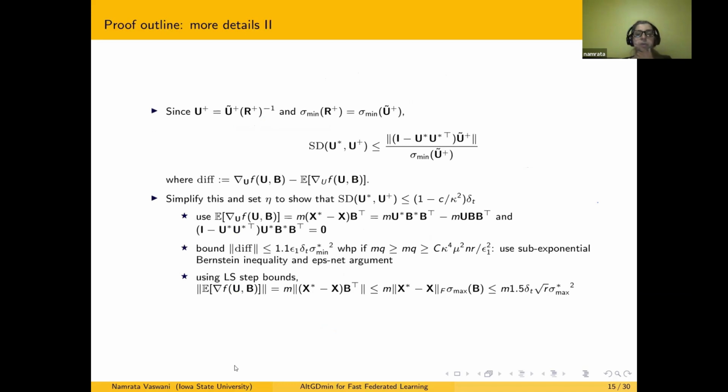For the update of U, I am getting these expressions. The basic idea to use is that the expected value of the gradient has a nice simple closed form. And then when you project this orthogonal to U star, you actually get rid of the first term. You get rid of this term. That's one key idea in the analysis. And the rest is using Bernstein carefully, sub-exponential Bernstein carefully, followed by an epsilon net argument.